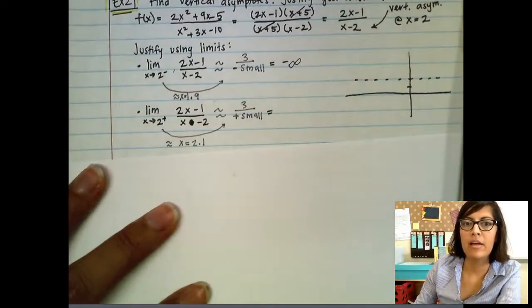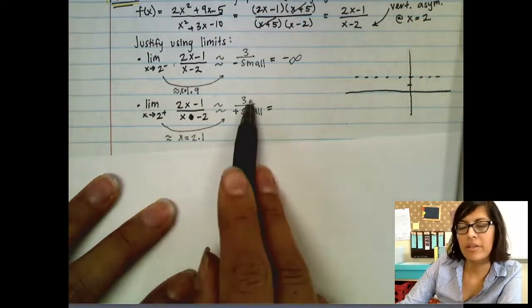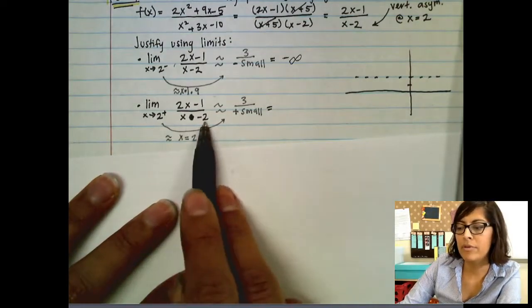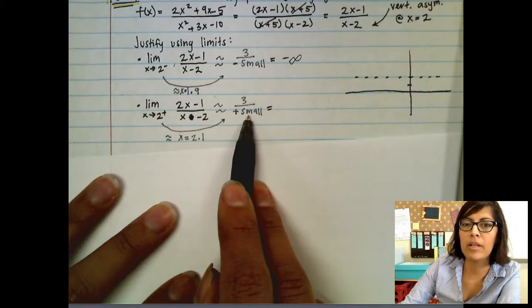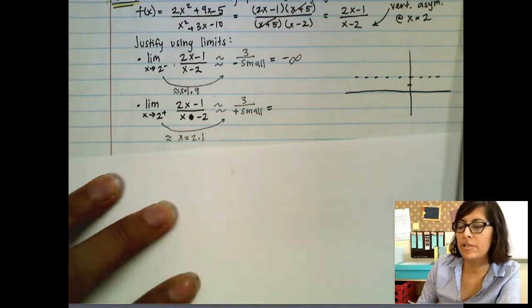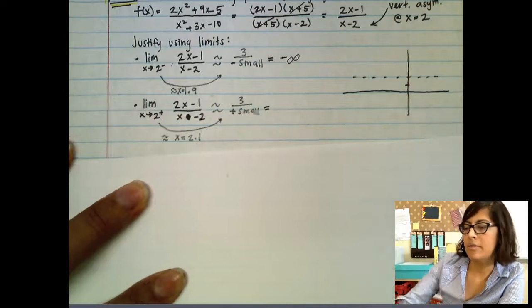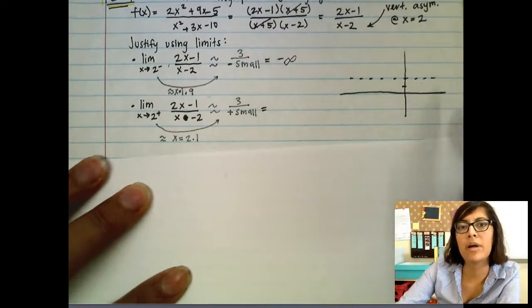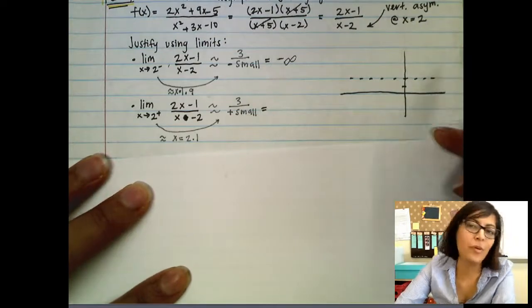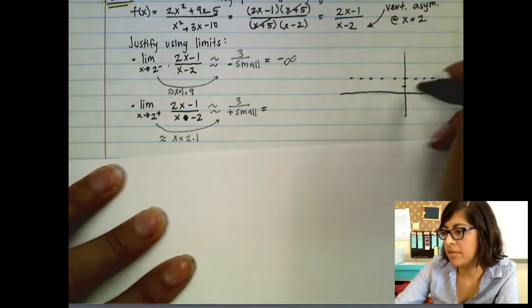Same idea with this one. As we approach from the right, this is still going to be about 3. This one's going to be a positive small number. 2.1 minus 2 gives us a small positive number, and as we get closer and closer to 2, the difference gets smaller and smaller. I said that we already have a horizontal asymptote at y equals positive 2. We'll go over that on Monday, but we also have a vertical asymptote at positive 2.